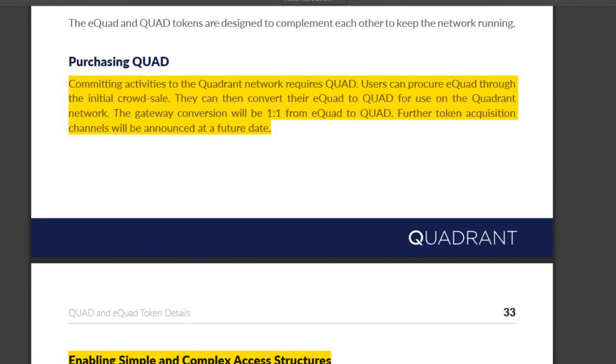So purchasing Quad, committing activities in the Quadrant network requires Quad. I think we're all pretty solid on that. Users can procure eQuad through the initial crowd sale. They can convert their eQuad to Quad using the Quadrant network. The gateway conversion is 1-to-1. Further token acquisition channels will be announced at future dates because they are hanging on to some of the original TGE. It's not all getting sold in the ICO.